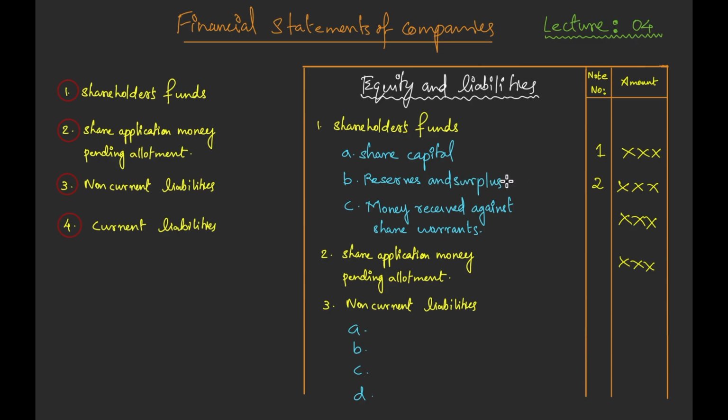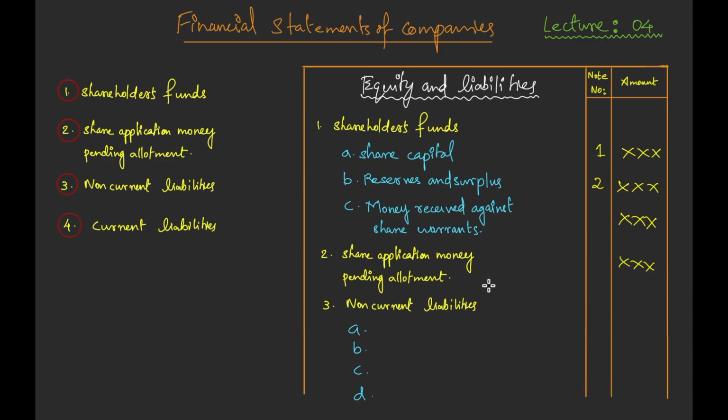Now the next item under shareholders funds is money received against share warrants. For this item, there is no need of preparing any note. We can write the amount straight on the face of the balance sheet itself. And the next item under equity and liabilities is share application money pending allotment. For this item also, there is no need of preparing any notes. We can write the amount straight on the face of the balance sheet.